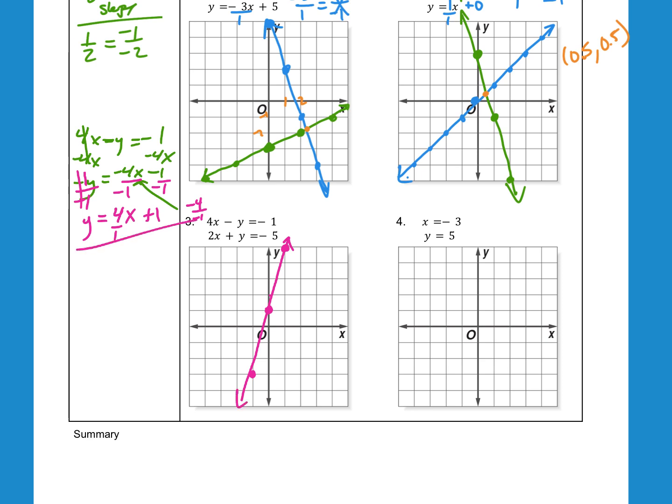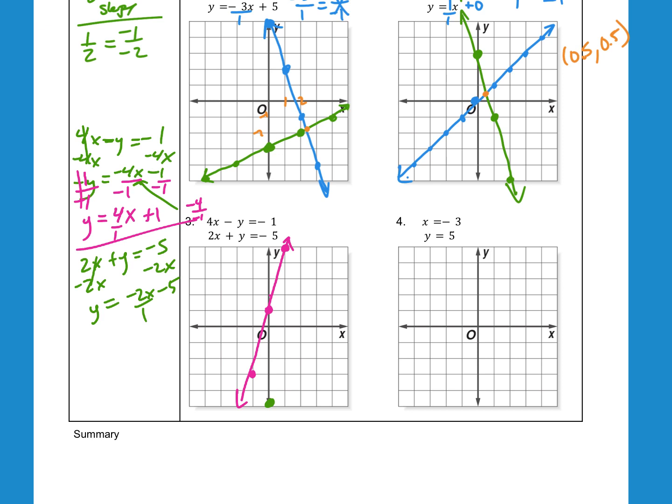And then we're going to repeat for the next one. We got 2x plus y equals negative 5. Minus 2x from both sides. Y equals negative 2x minus 5. So our y-intercept is negative 5. And our slope is going to be negative 2 over 1.